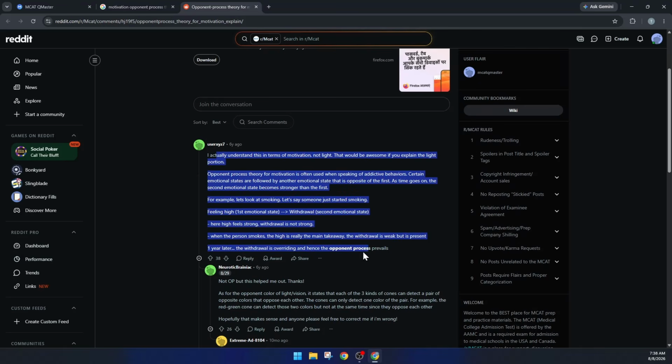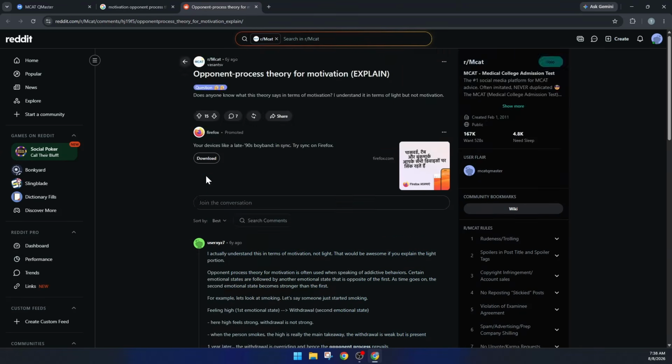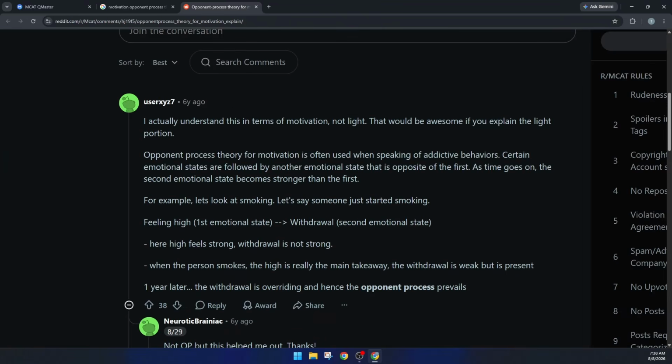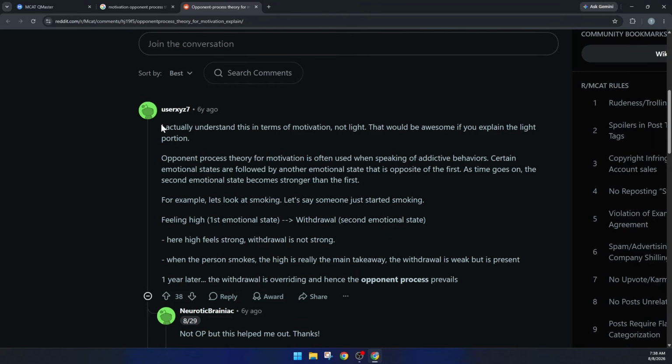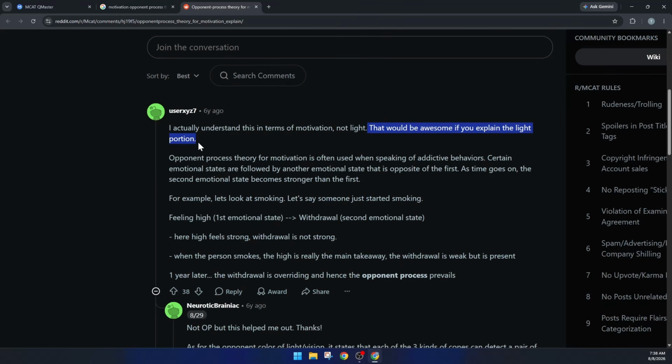There's also people on Reddit that have explained it. This person probably explained it well, so I'm going to read over it, okay? This is from a fellow community member: "I actually understand this in terms of motivation, not light. That would be awesome if you could explain the light portion. But opponent process theory for motivation." So they're talking about the optics thing. There's another opponent process theory related to light and optics, but there's one for motivation that we're going over right now.